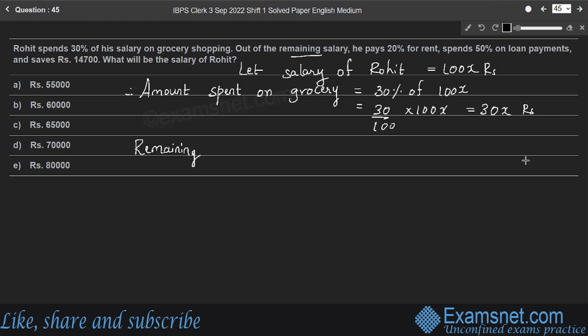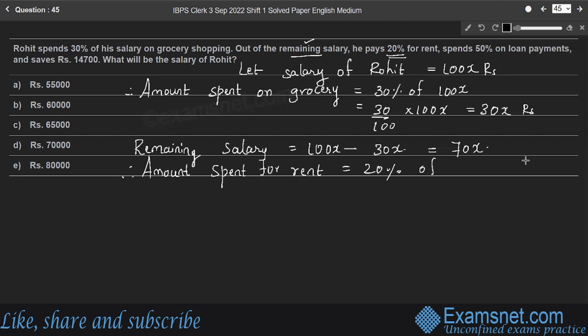Remaining salary is equal to 100x minus 30x, the amount spent on grocery, which is 70x. In that remaining salary, 20% was spent for rent. Therefore, the amount spent for rent is equal to 20% of the remaining salary, which is 70x.